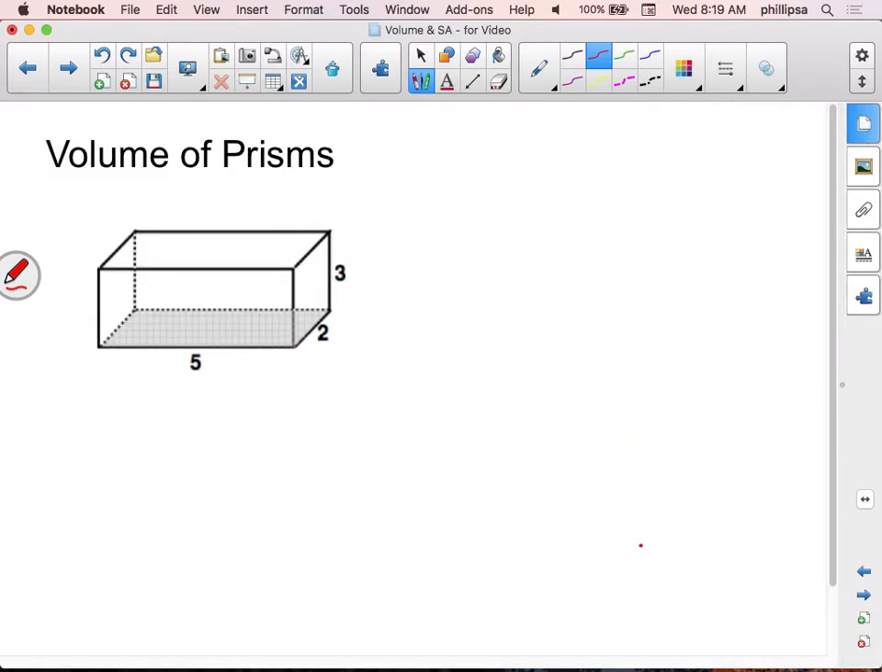Let's first take a look at a rectangular prism, pretty easy. And you guys probably have seen this before. You definitely have seen this before. And you've probably seen it as length times width times height, which is totally true. But again, that length times width part, that's that area of the base.